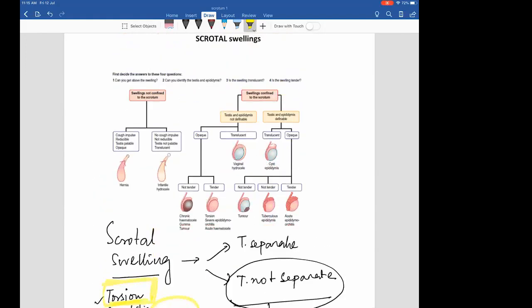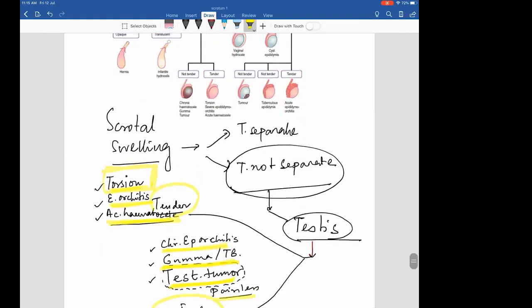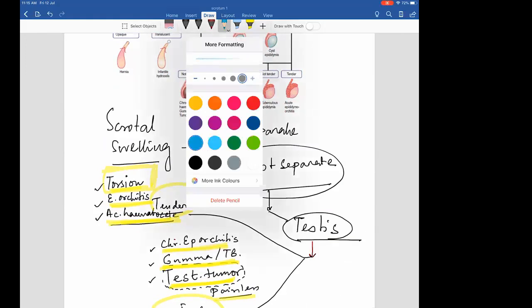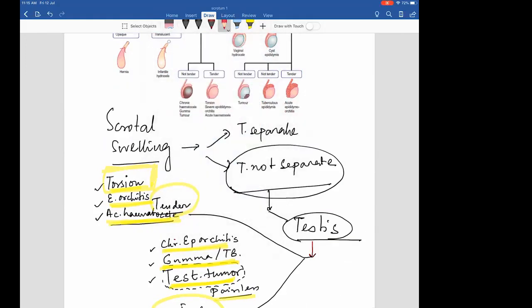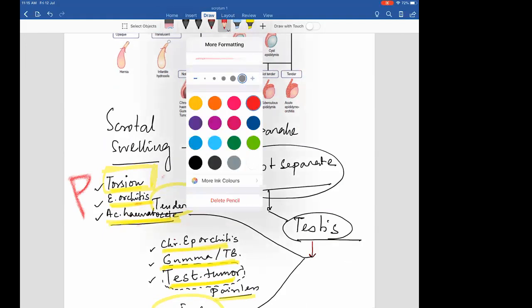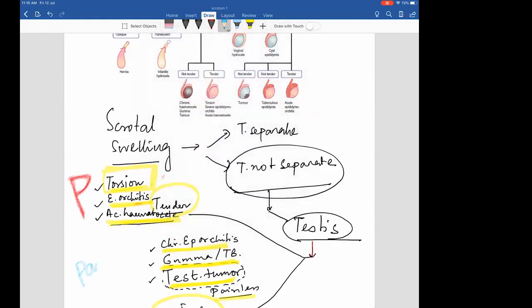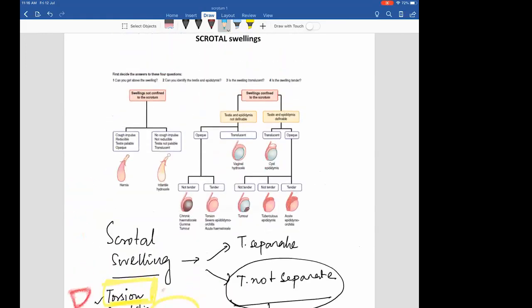So what is important for you to distinguish, guys, is very simple: pain. If it is painful, always remember, it is a torsion of the testes or epididymo-orchitis. If it is painless, then it can be either an epididymo-orchitis, a gumma, or a testicular tumor. Please remember, this is the most common one, and this is the most dangerous one. So this completes the case where the testes are not separate.